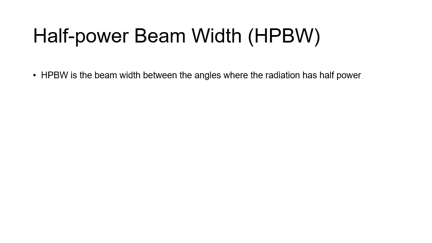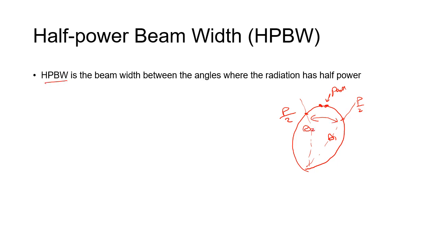The second definition is half power beamwidth. Why is this important? Because we need to know how much of the beam is focused. In this case we also look at the main lobe. Assume this is the peak, and this point and this point represent peak over 2. If this one is theta 1 and this one is theta 2, the difference between theta 1 and theta 2 is the half power beamwidth.